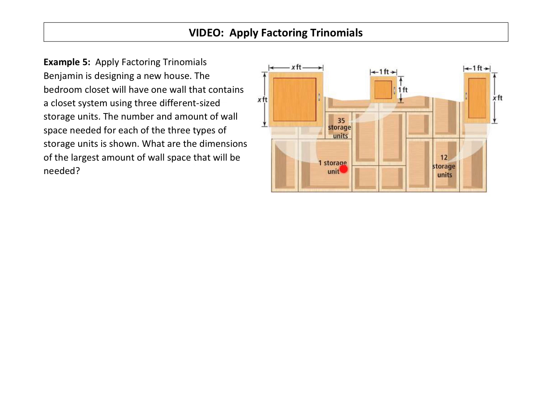We're going to have one storage unit of the X by X. We're going to have 35 of these small units that are 1 foot by 1 foot. And we're going to have 12 of these storage units that are 1 foot by X feet. All right, what are the dimensions of the largest amount of wall space that will be needed? So we need the total area, right? That's going to be the total amount of wall space.